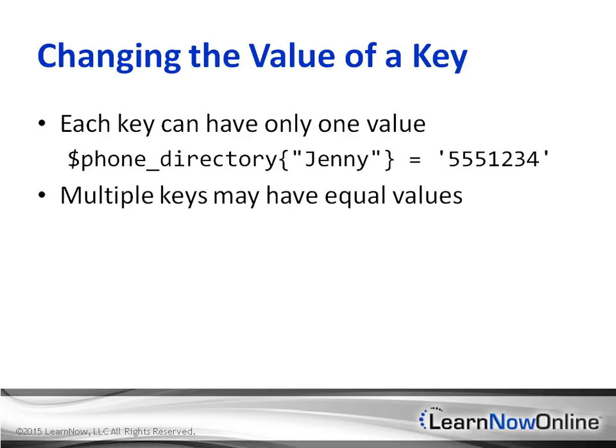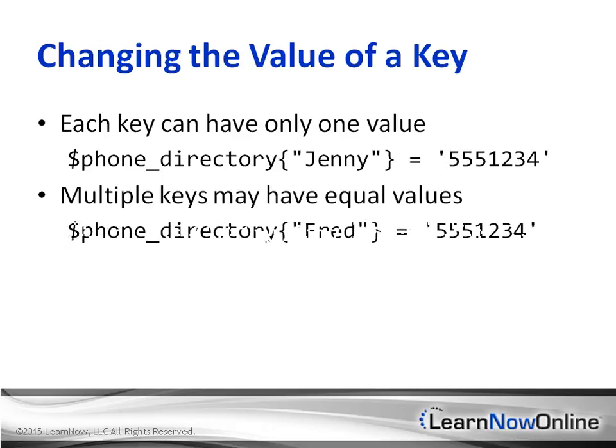Multiple keys, though, could have values that look to be the same. In other words, Jenny is at 555-1234. It looks like Jenny may have a boyfriend because it's 555-1234 for Fred as well. This could be an issue. I guess I'm not going to keep Jenny's number. But those multiple keys there, that's fine. These are two separate entries in the hash. Just because they have the same value, that's not a problem.